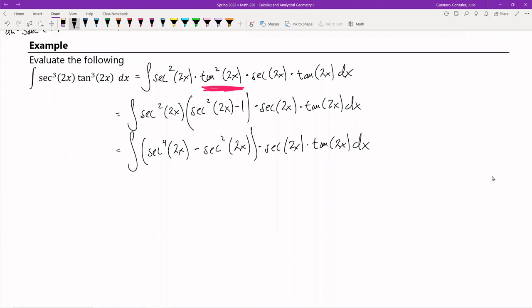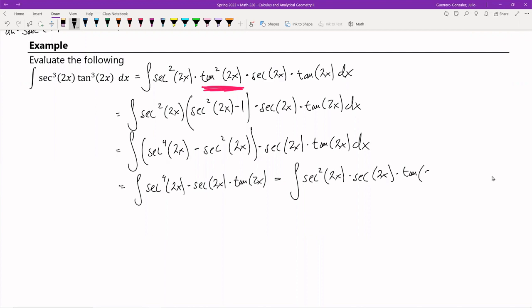Now what I'm going to do is grab this and separate, multiplying them in, and I'm going to get two integrals out. So let me write out the two integrals, equal to the integral of secant to the fourth of 2x times secant of 2x times tangent of 2x, minus the integral of secant squared of 2x times secant of 2x times tangent of 2x, right? And both of these are dx. I forgot the dx's.